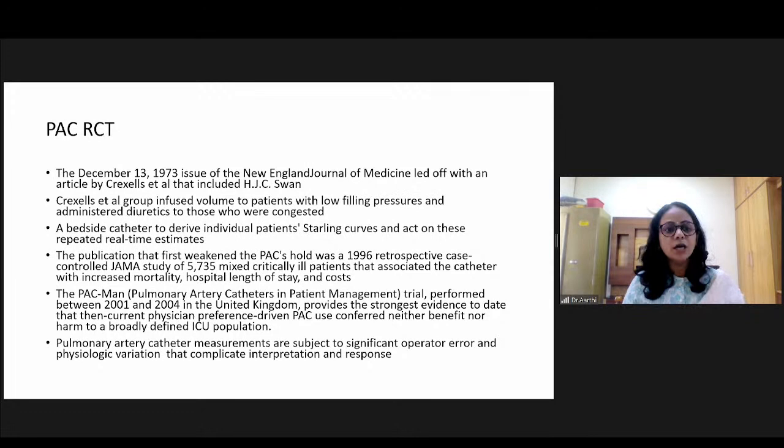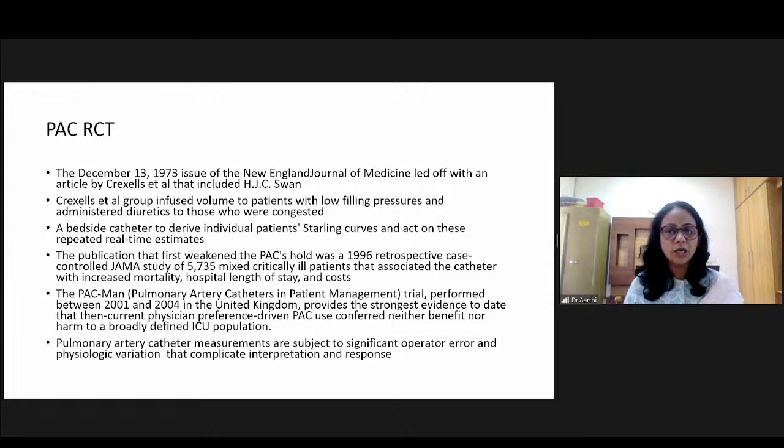And the publication that first weakened the PAC was in 1996, where a JAMA study showed that 5,735 critically ill patients were associated with, they reported, increased mortality and increased length of stay and increased cost with respect to PACs. And finally, the myth was broken with the PAC-Man trial, that is the pulmonary artery catheters in patient management trial, conducted between 2001 and 2004, which provides the strongest evidence and states that the PACs neither benefit nor harm patients broadly defined in ICU populations. So pulmonary artery catheter measurements are subject to significant operator errors and physiological variations that complicate interpretation and response.